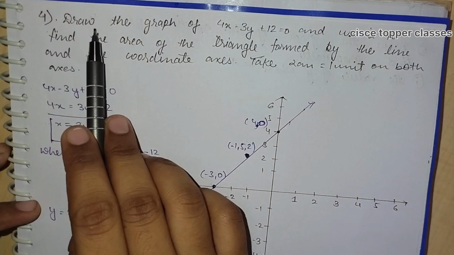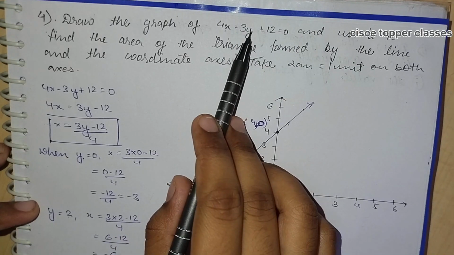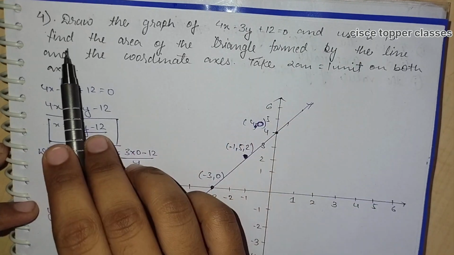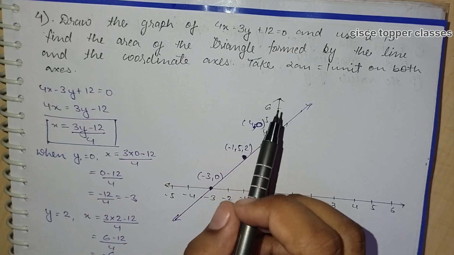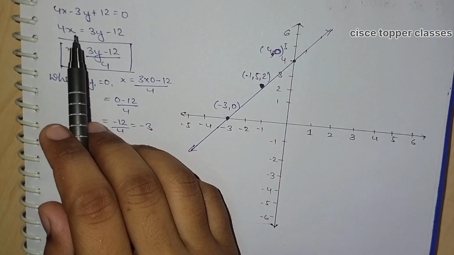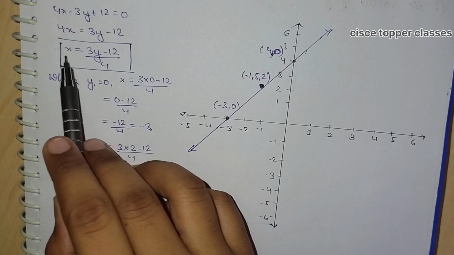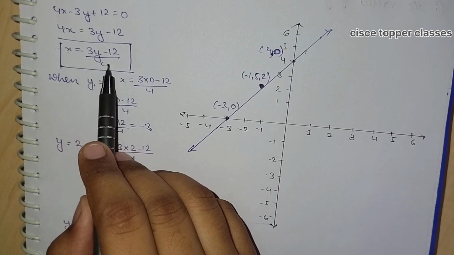Let us solve question number 4. We have to draw the graph of 4x minus 3y plus 12 equal to 0 and use it to find the area of the triangle formed by the line and the coordinate axis. So if we draw here, this is the equation. We can write x is equal to (3y minus 12) by 4.